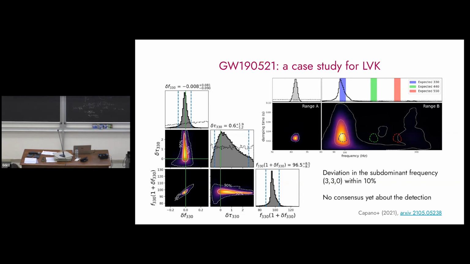But even assuming that they are correct, this shows what you would typically do. You would identify the dominant mode, which is this mode here in a space of frequency and damping time. Then they claim we have identified another peak in the posterior, and this is compatible with the existence of the so-called 3-3 mode. So they say we have detected another quasi-normal mode in the spectrum. As I said, there is no consensus, but let's assume that this is correct.